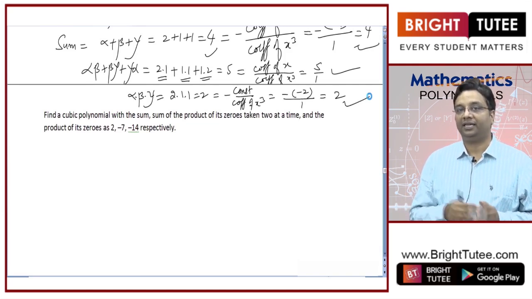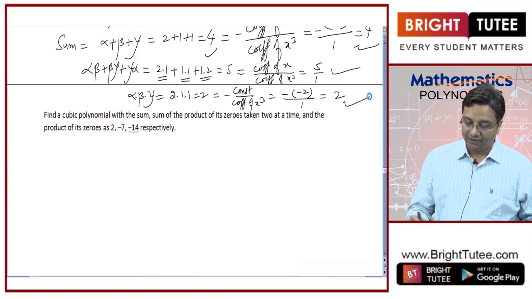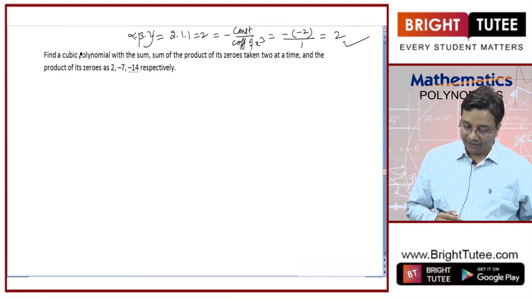We do it by putting x equal to that number and then finding whether it is giving me 0 or not, and then to verify we just need to put it in these relationships, right?